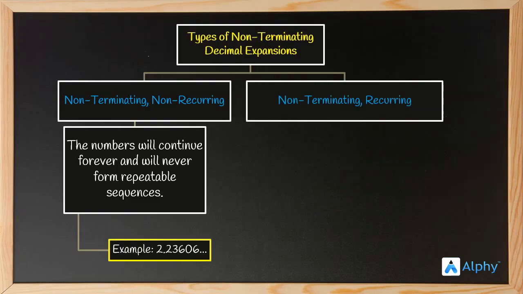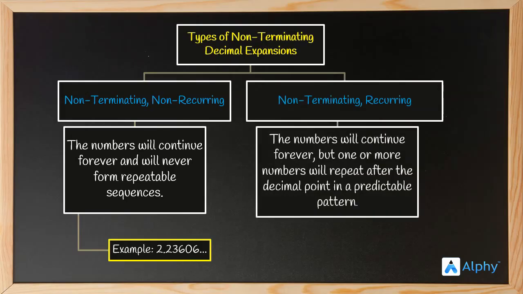The second type is non-terminating and recurring. Let's see what this term actually means. The numbers will continue forever, but one or more numbers will repeat after the decimal point in a predictable pattern. So in this type of decimal expansion, it is still non-terminating, but it is recurring. Recurring means repeating basically. The decimal expansion will keep on going, but one or more numbers will repeat after the decimal point in a predictable pattern. So you will be able to see a pattern in the decimal expansion.